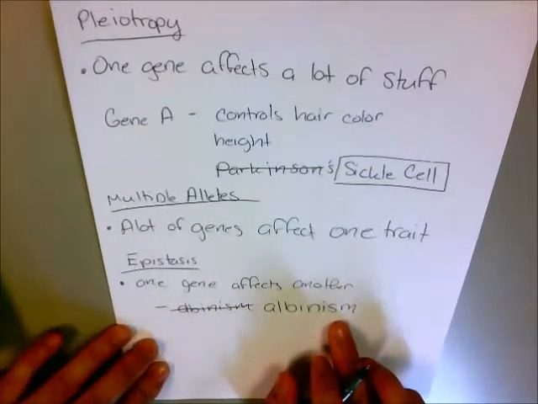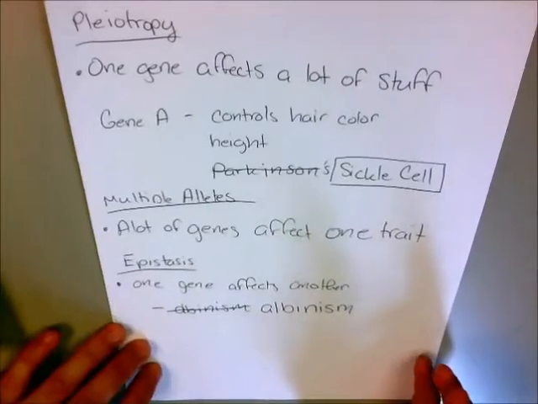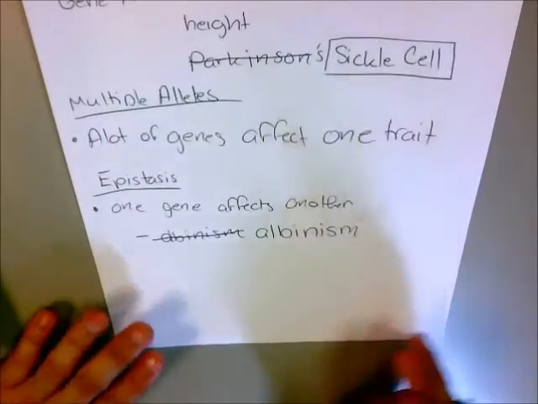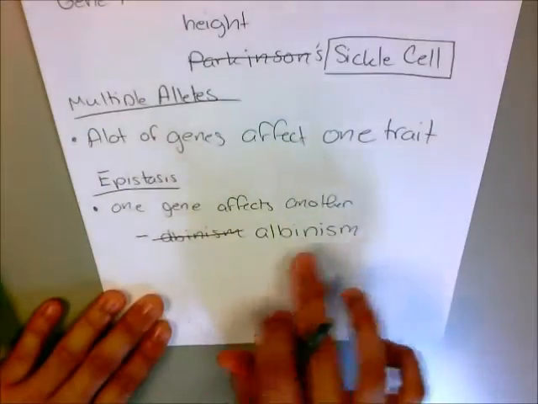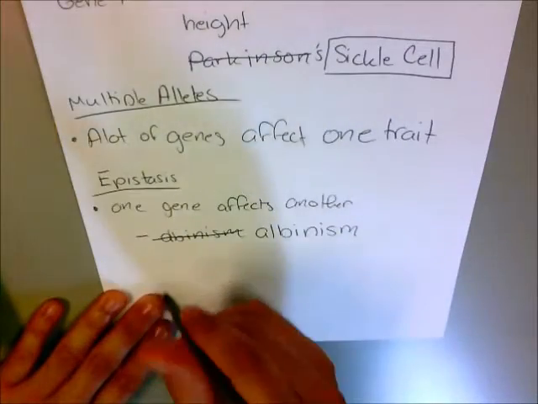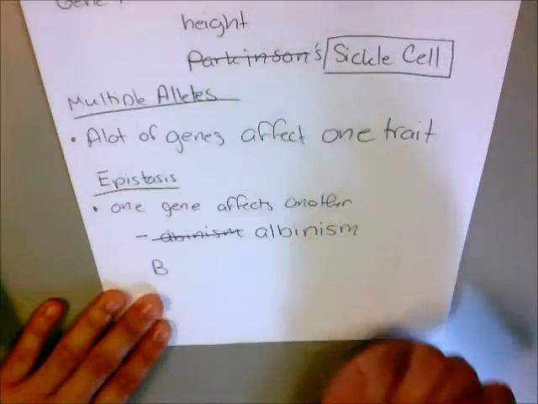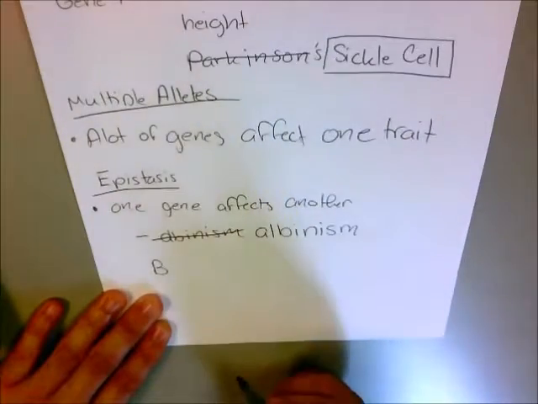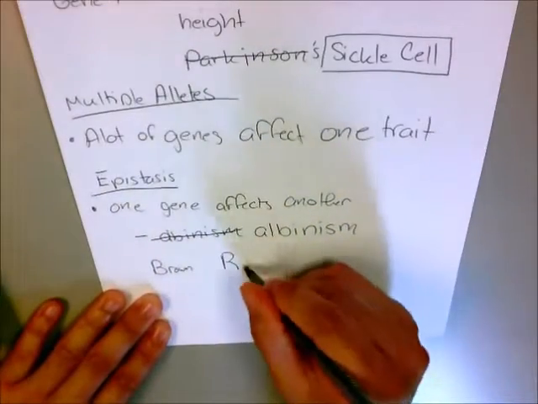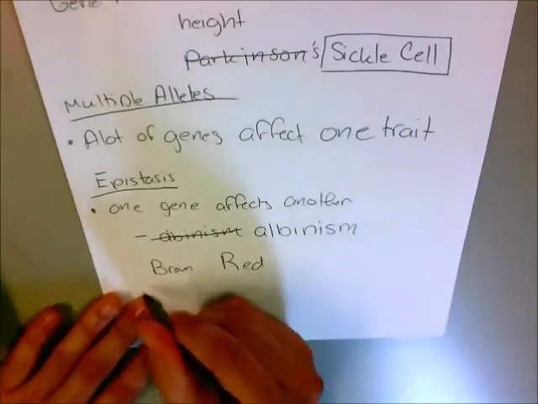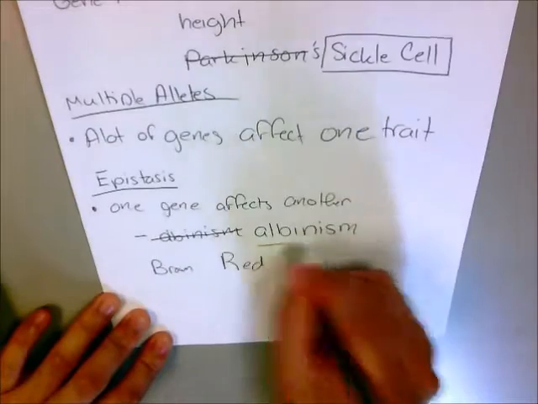So albinism is the lack of color. So you guys have probably heard of this. You end up with a lack of pigment, normally in the pale white area. Okay, so epistasis and albinism go hand in hand in that you can have brown hair, or you could have red hair, right? Brown versus red hair. But there's also a gene that's responsible for albinism.